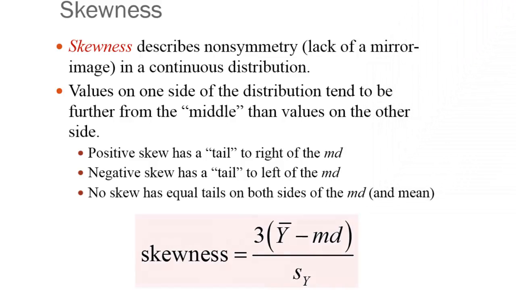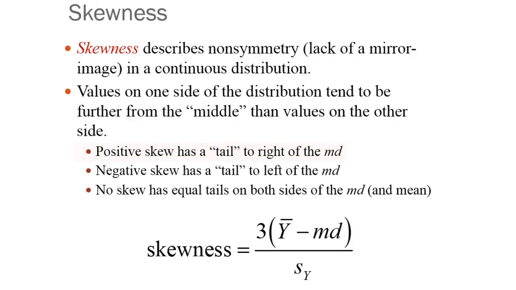So the formula shows us that our skewness is going to be 3 times the quantity y bar minus the median, divided by the standard deviation of y. When this value is small, or 0, no skew. When this value is negative, it has a tail to the left of the median, and when this value is positive, it has a tail to the right side of the median.